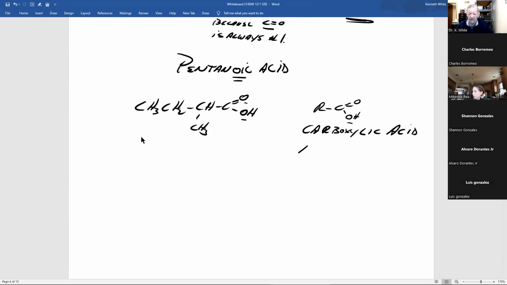And remember, find the longest chain with the carbonyl carbon in it, name it as an alkane, drop the E, add the letters OIC and the word acid. No numbers needed, but the carbonyl carbon is number 1. So how many carbons in the longest chain with that? 1, 2, 3, or 1, 2, 3, 4. I hope you all agree, 4 is greater than 3. 4 is butane. So I'm going to drop the E, add OIC and the word acid: butanoic acid.